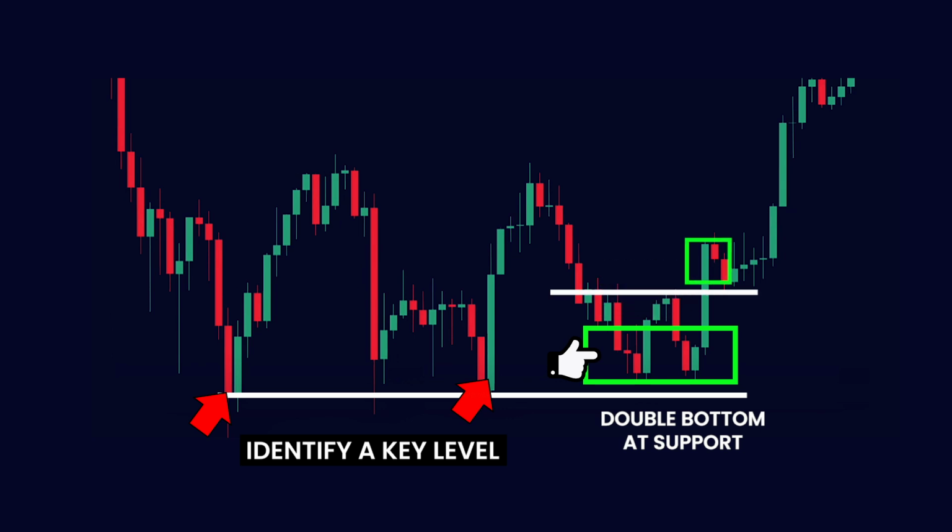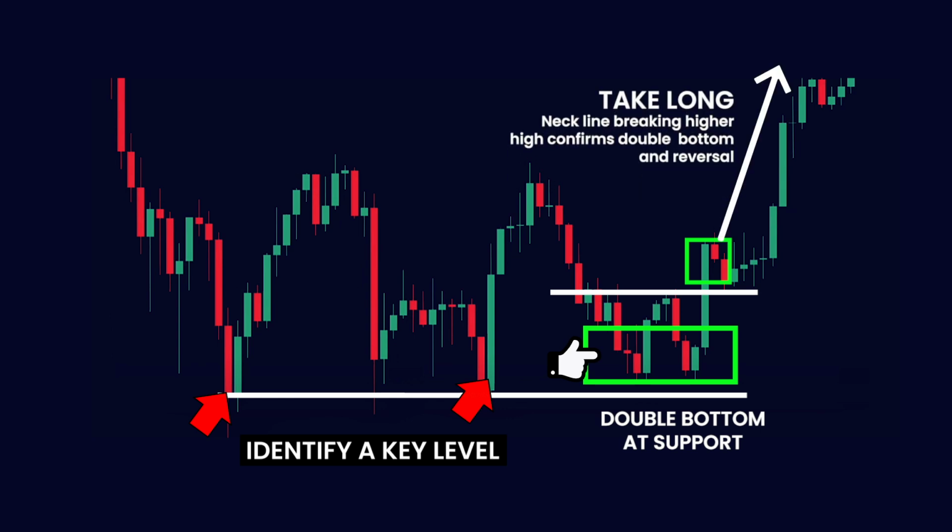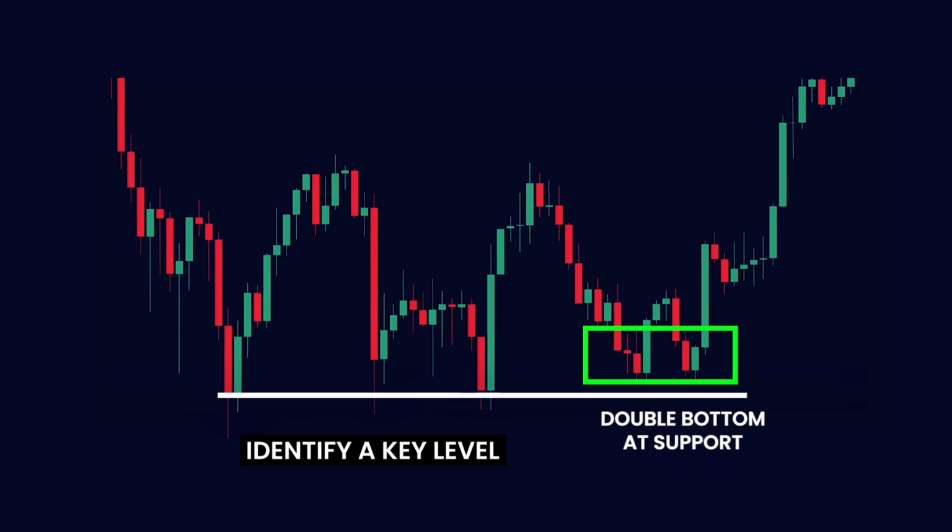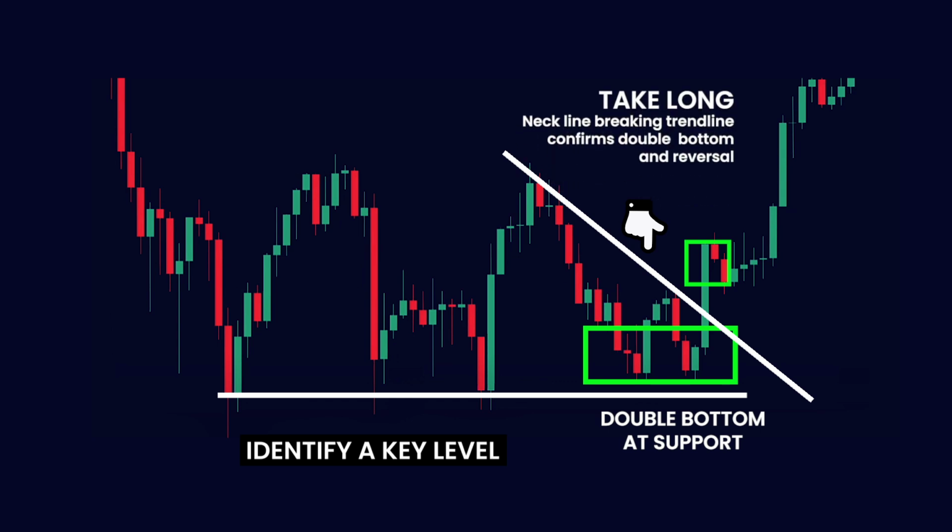When price breaks above the neckline, it signals an uptrend shift. This is your entry point for a long trade on lower time frames. Another confirmation method is to use a trend line connecting swing highs. Once price breaks above the trend line, that's another sign of reversal.